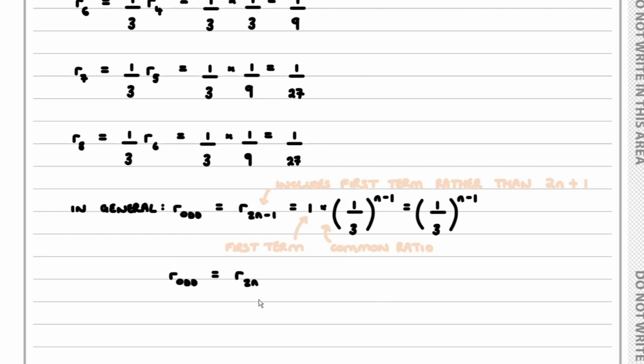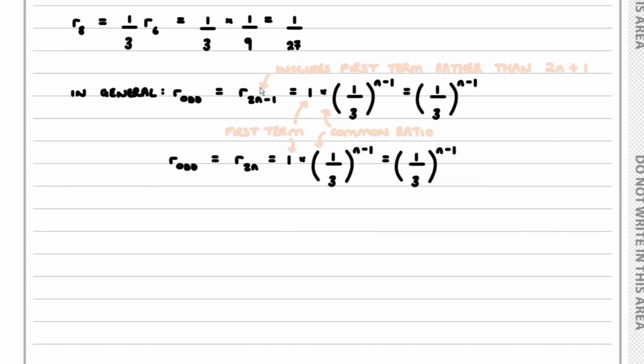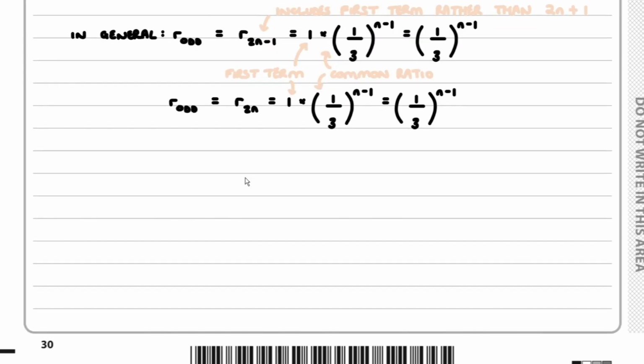And for the even terms, I've got R2n, so I've got 1, which is again the first term, times 1/3 to the power of n minus 1. And that simplifies to 1/3 to the power of n minus 1. Now these are equal. So I've got R2n minus 1, which is equal to R2n. And that's true for n being greater than or equal to 1. And that's exactly what we wanted to show.